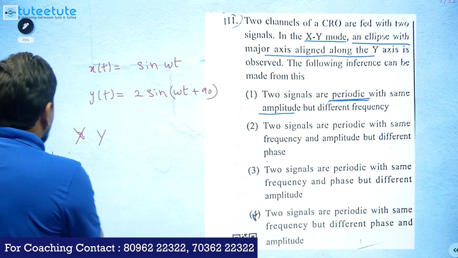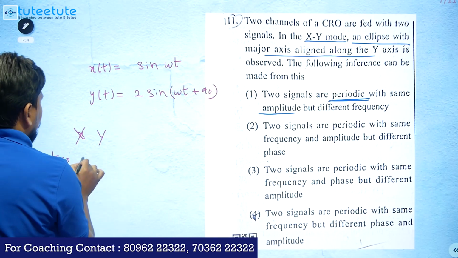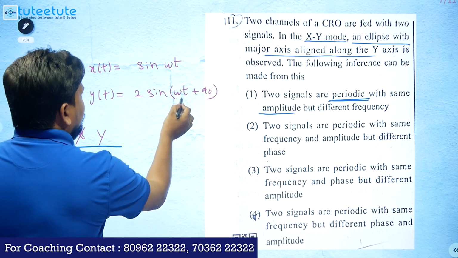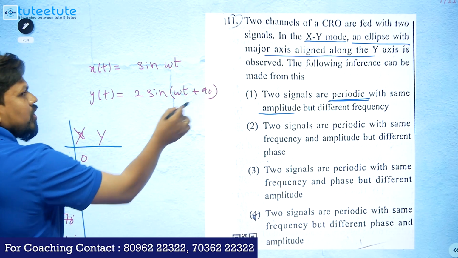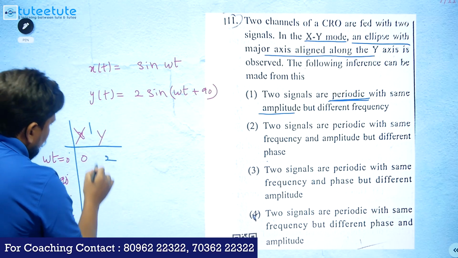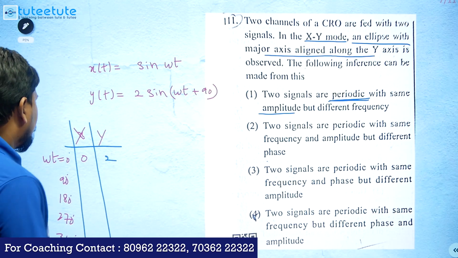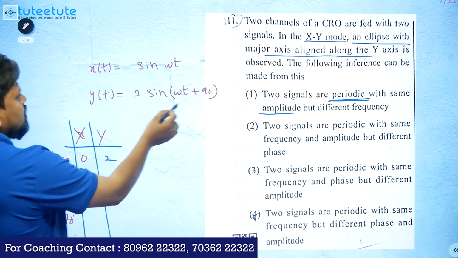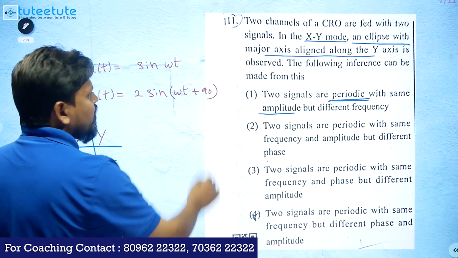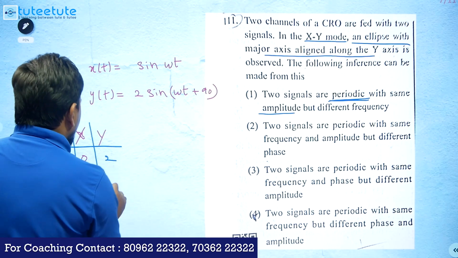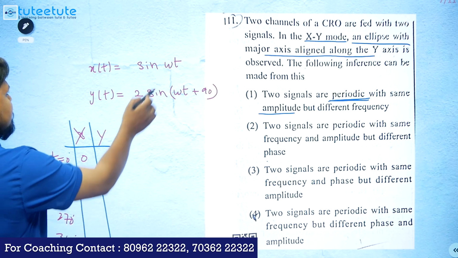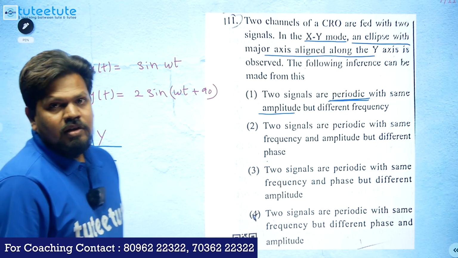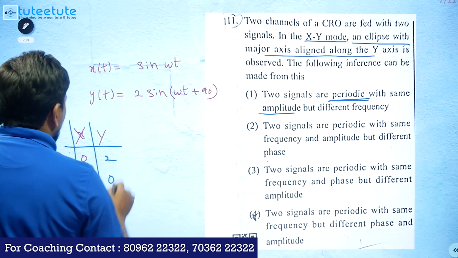Whenever you substitute omega t equal to 0, sine 0 is 0, and for y, sine 90 is 1, into 2 is 2. That is one point. Next point, 90: sine 90 equals 1, and for y, 90 plus 90, sine 180 equals 0, 0 into 2 is 0. Next, 180: sine 180 equals 0, and sine of 180 plus 90, sine 270, is minus 1. Minus 1 into 2 is minus 2.